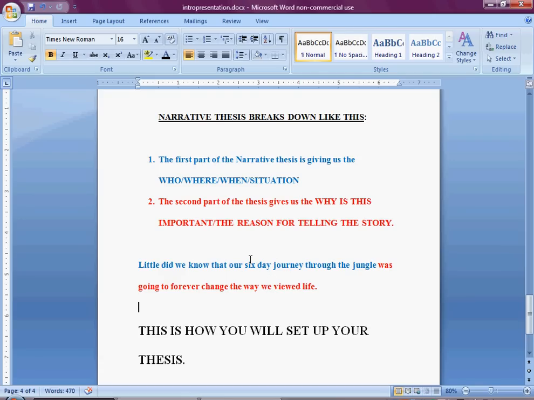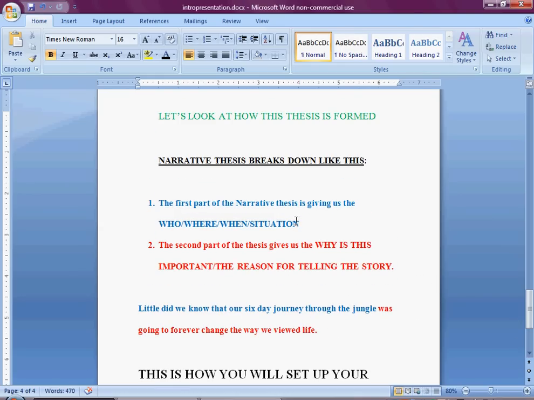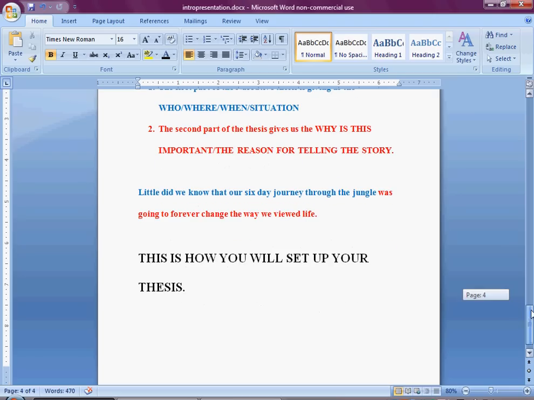And that is exactly how I want you to structure your thesis statement for your narrative essay. You should start off: "We were driving on a country road in the middle of the country. Little did we know that this short ride was going to change our life." So again, this is an example thesis statement, and this is exactly how I want you to structure it, like I have right here. So again, this is how you set up your thesis statement.